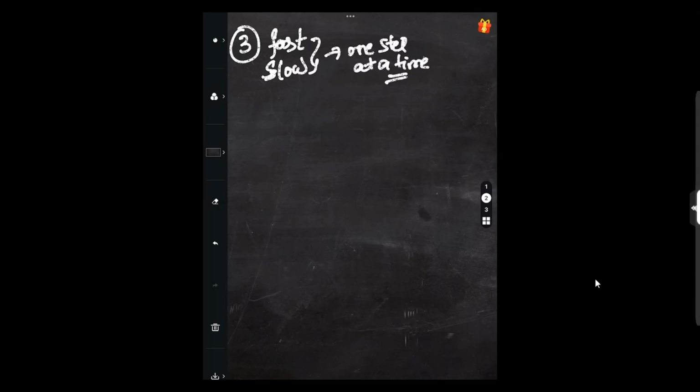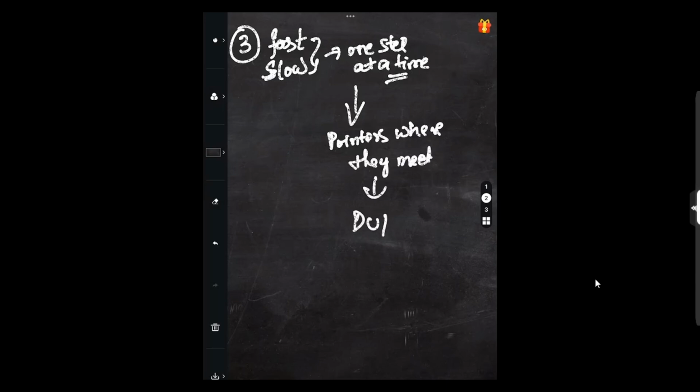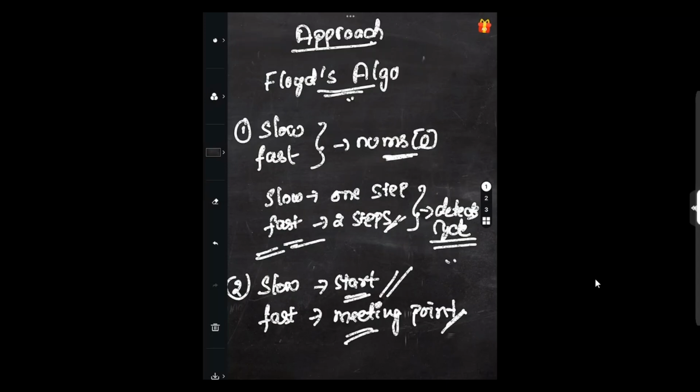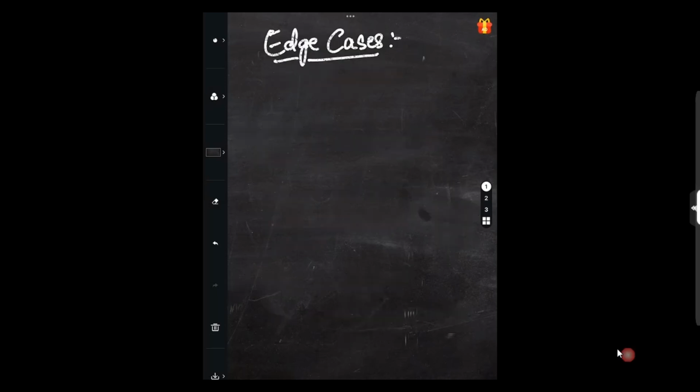Why? Because the pointers, where they meet, is the duplicate number. That's what we need to find here. The pointers where they meet is the duplicate number. This is fine. So I hope this is the approach that we are going with. I hope the approach is completely clear, right? So next, let's discuss the edge cases one by one and then finally write the code.